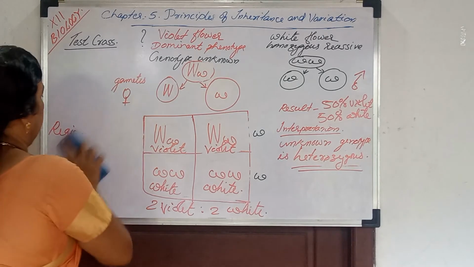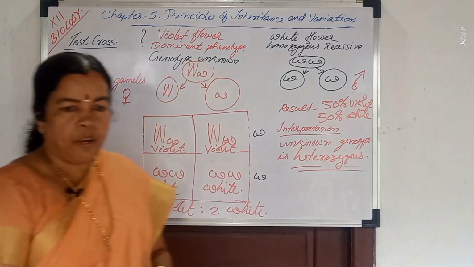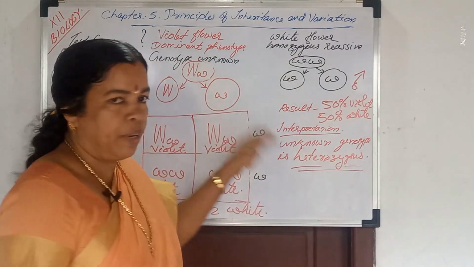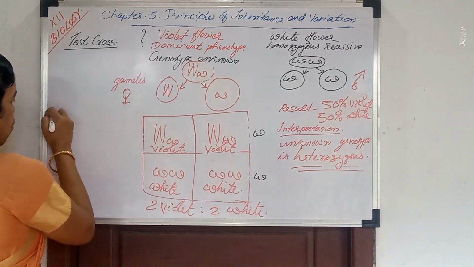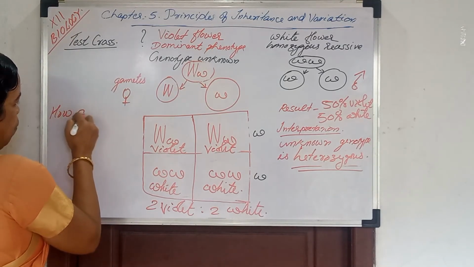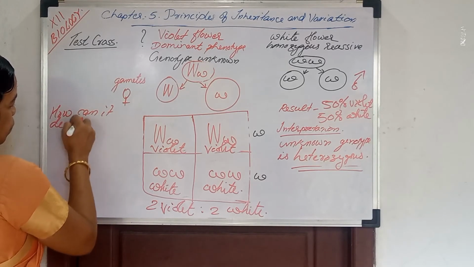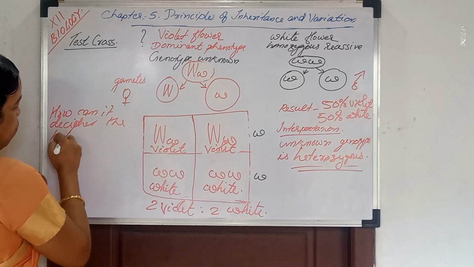Possible questions here. One is a direct question. What is a test cross? How can you determine the genotype of a plant? Both the cross you have to write and explain. Then, what is a test cross? How can it decipher the heterozygosity of a plant?